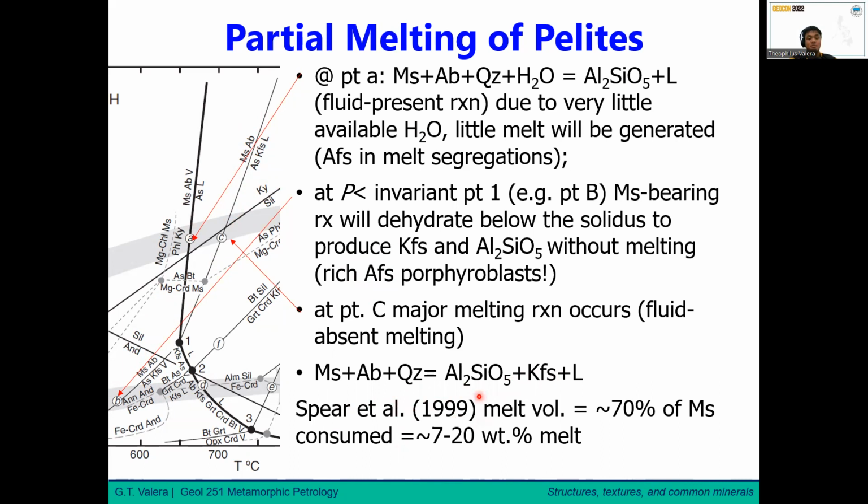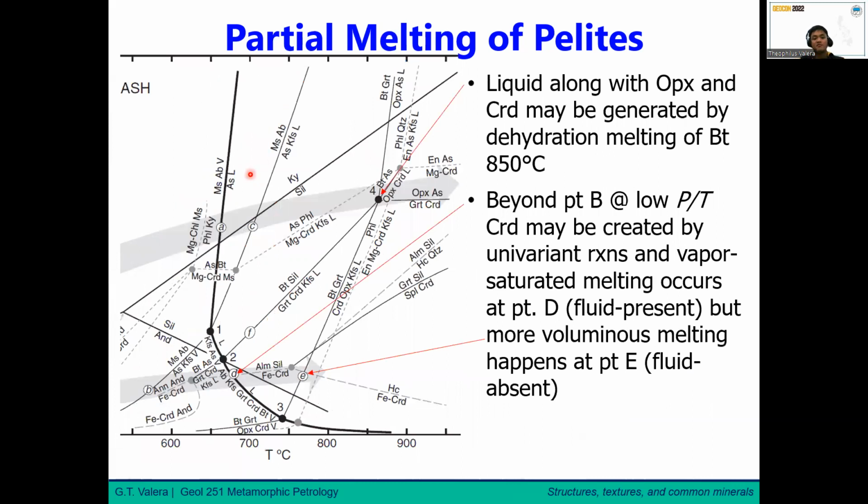Ang basic calculation is PEER. Yung melt volume is equivalent to 70% na muscovite consumed, meaning around 7 to 28% melt ang na-produce during this reaction. So yun actually yung main driver ng melting sa met rocks, sa pelitic rocks.